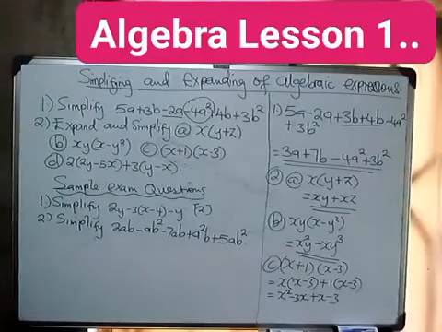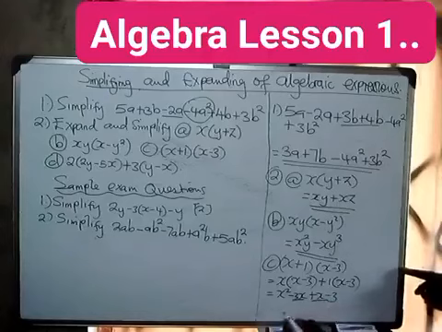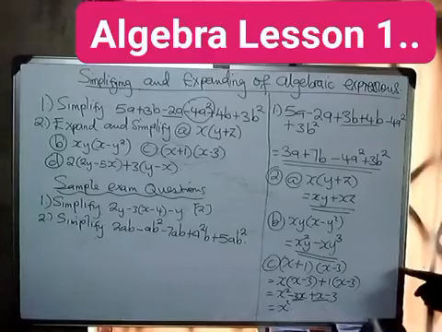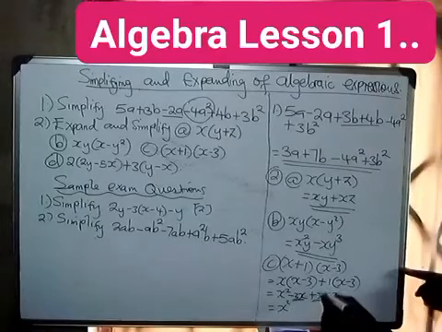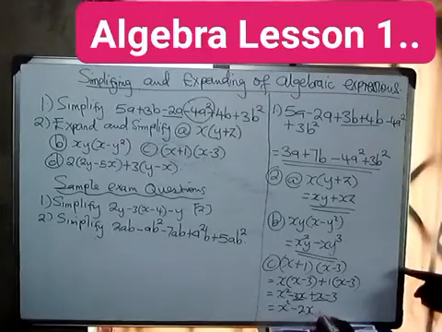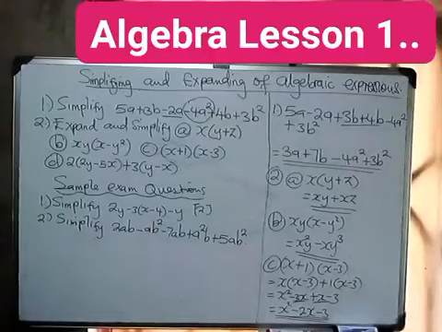Then later on, we group like terms together. This one and this one are like terms. So we are going to have x squared, then negative 3 plus 1, since this one is 1x. So the answer is negative 2. So it will be x squared minus 2x minus 3. So this marks the end of question number c.